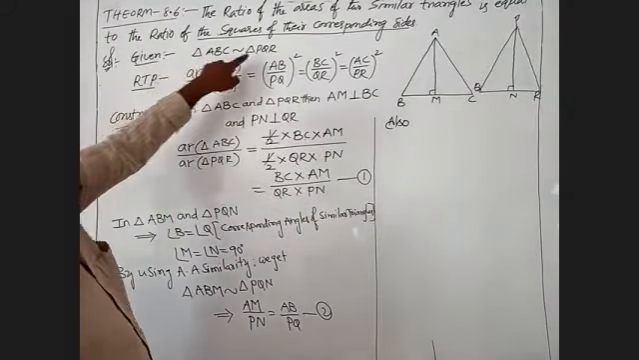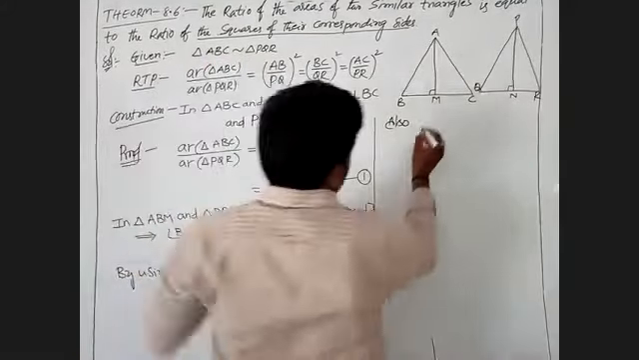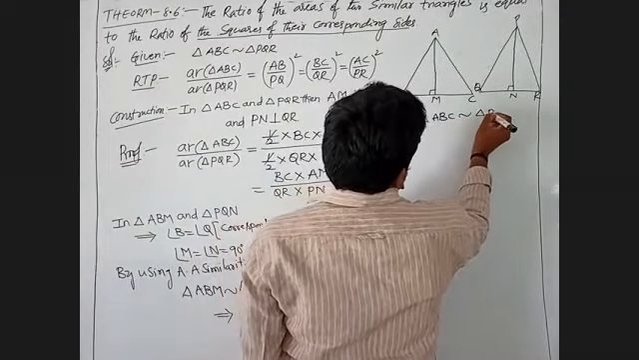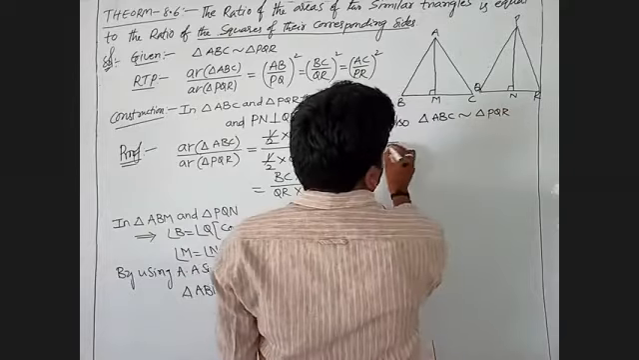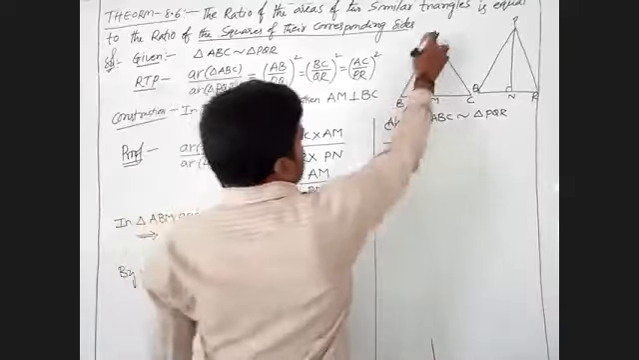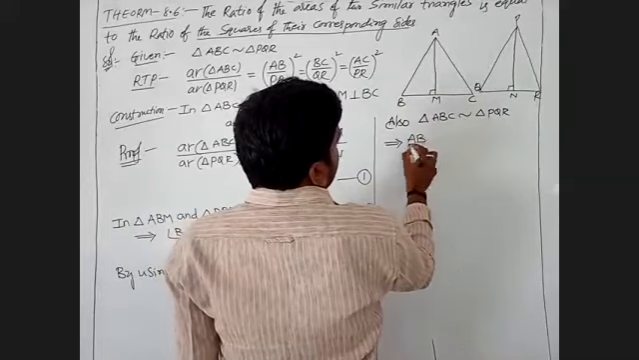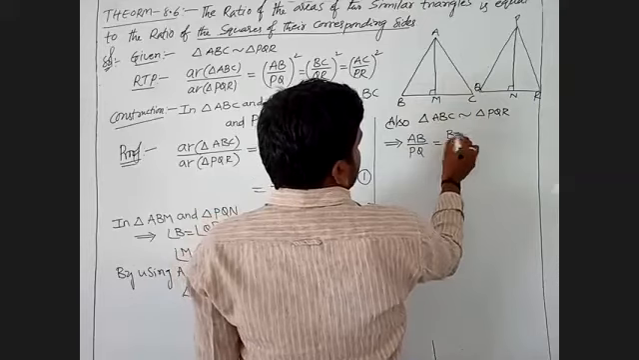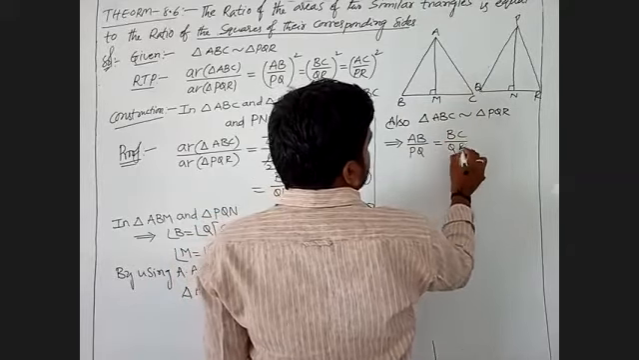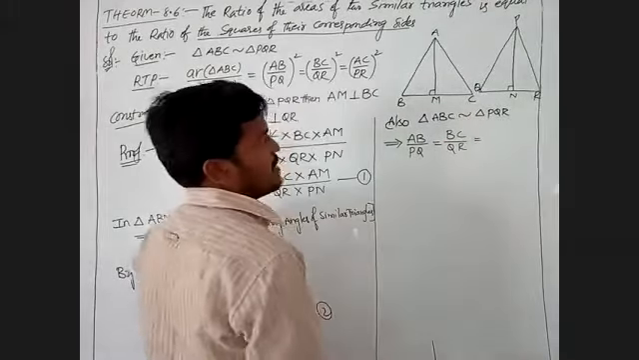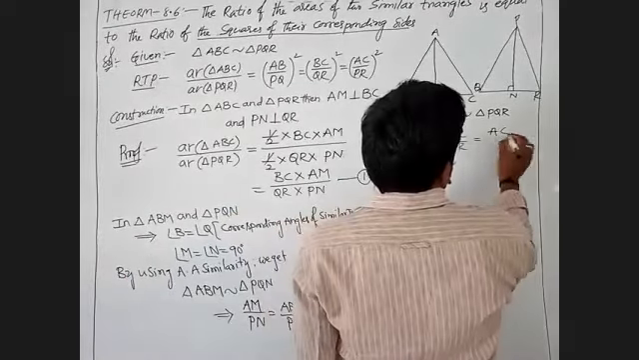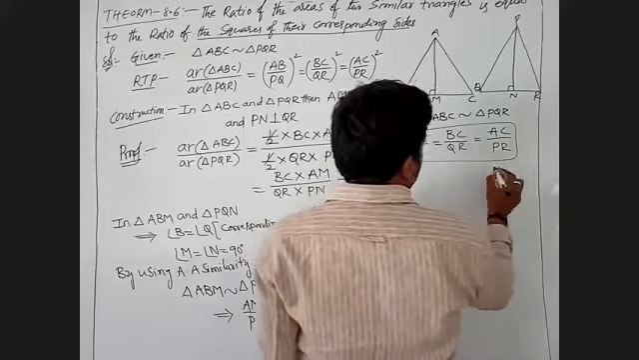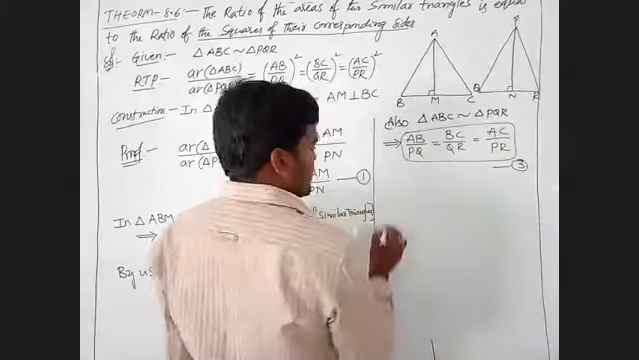Triangle ABC is similar to triangle PQR. We have to write their corresponding sides: AB by PQ is nothing but BC by QR, which is nothing but AC by PR. This is my equation number 3.